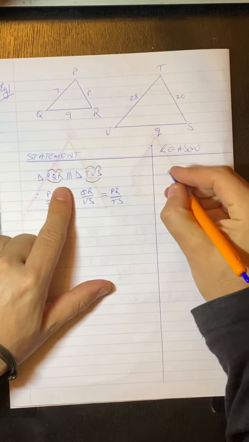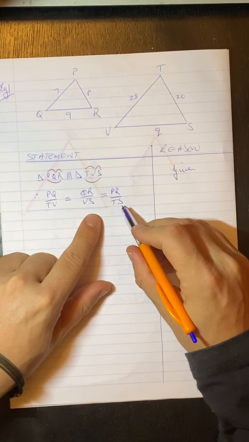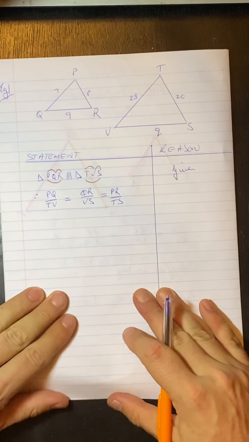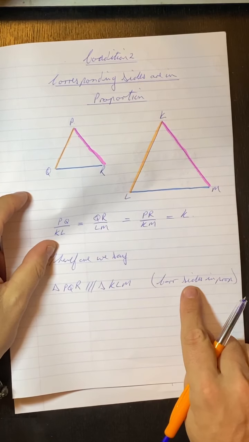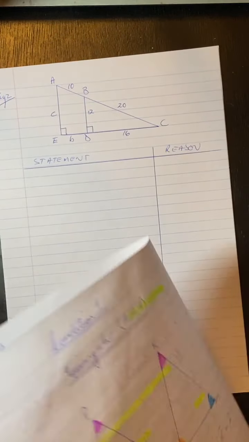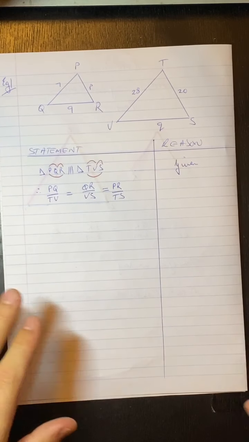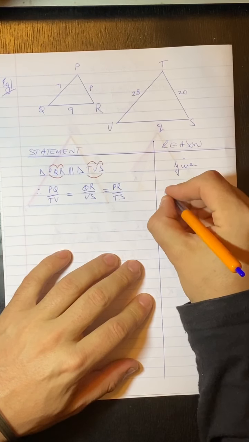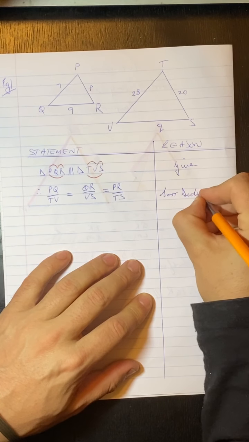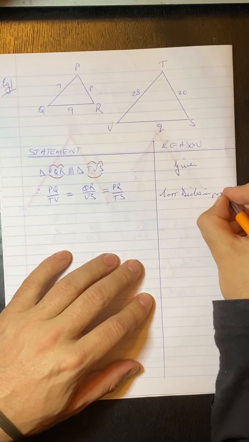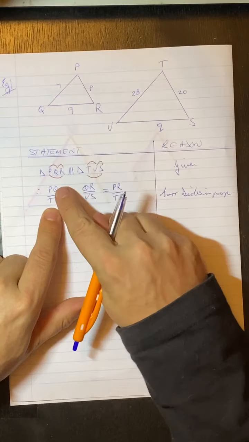So this first one, this information was given to us. The second one, I'm going to use the reason that I showed you guys over here for condition 2, which is corresponding sides in proportion. Okay, so my reason for this one is corresponding sides in proportion.